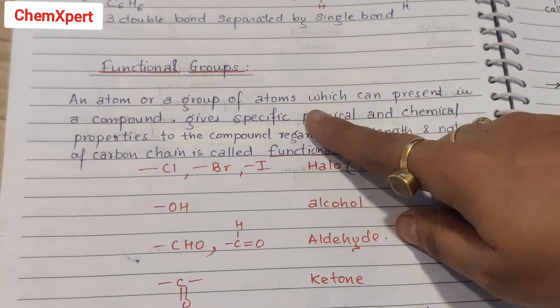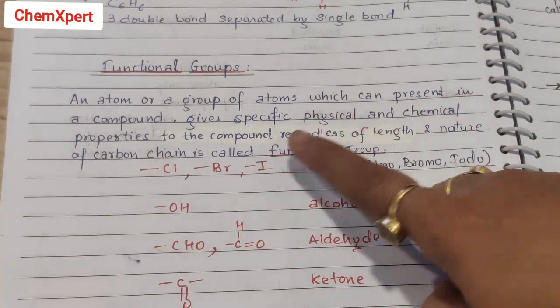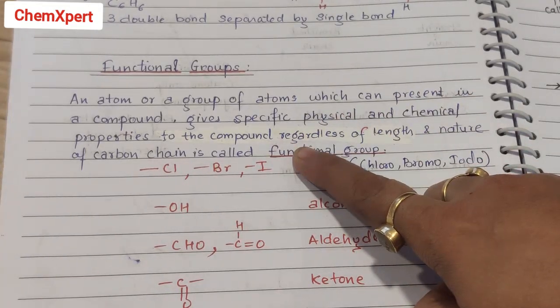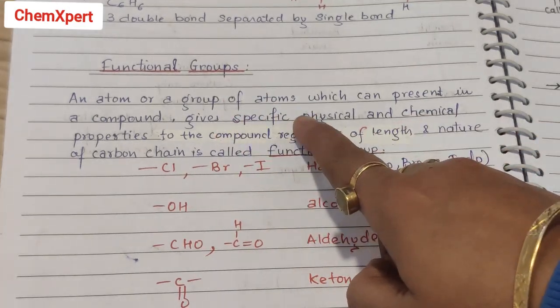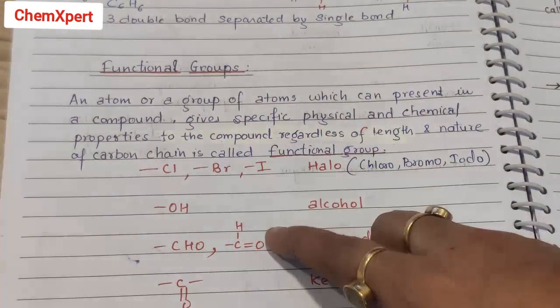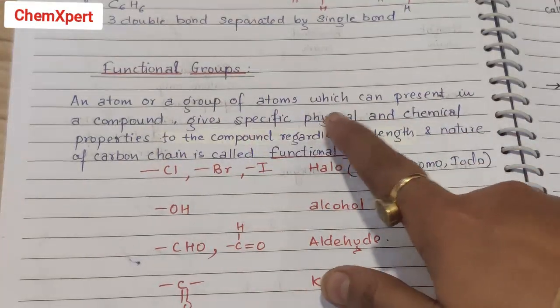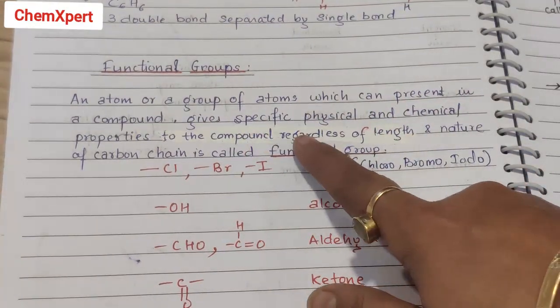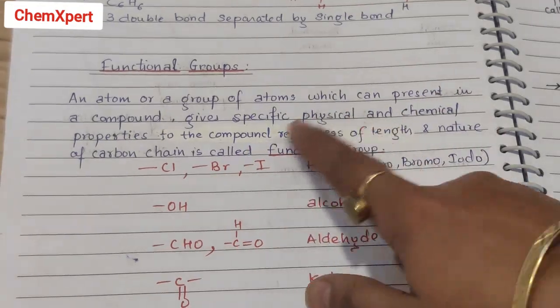Now the next important question, a 2-mark question: define a functional group. An atom or a group of atoms present in a compound which gives specific physical and chemical properties to the compound. Again I am repeating, what is a functional group? It is a group of atoms which is present in a compound. And what happens if it is present in a compound? It gives specific physical and chemical properties to the compound regardless of the length and nature of the carbon chain. So that is known as a functional group.